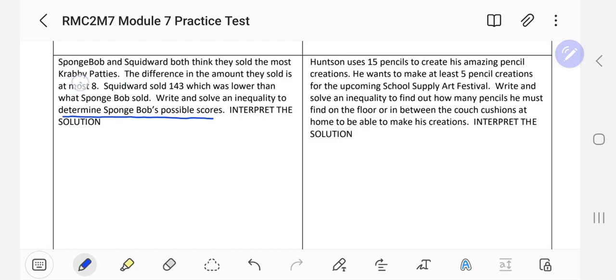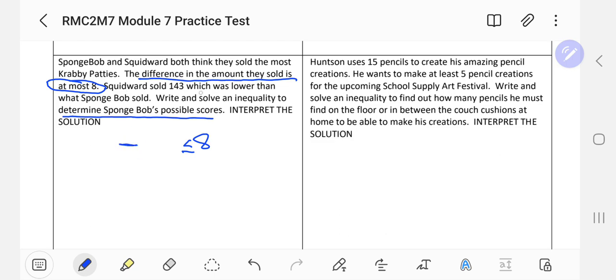Next we look for the inequality statement, which is at most 8. So at most means less than or equal to 8. Then it says the difference in the amount they sold. So if we're going to subtract the two, we're going to put the bigger number first, Squidward or SpongeBob's total. So let's find the difference.